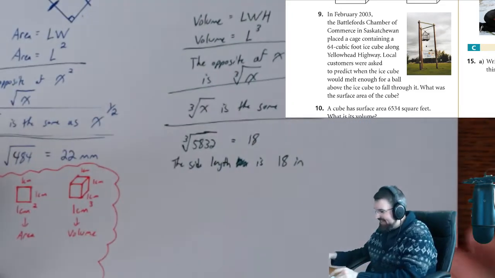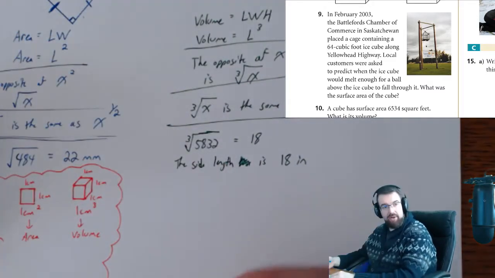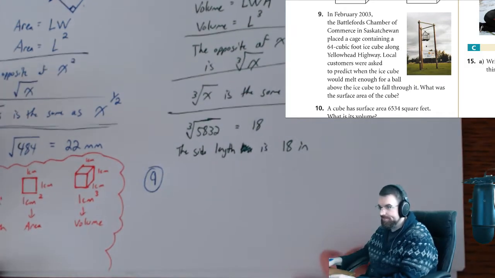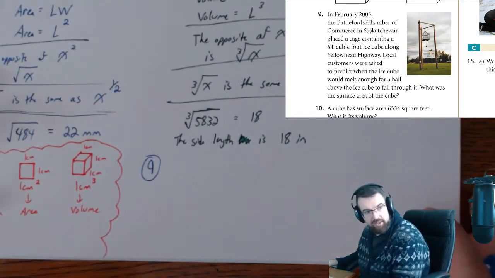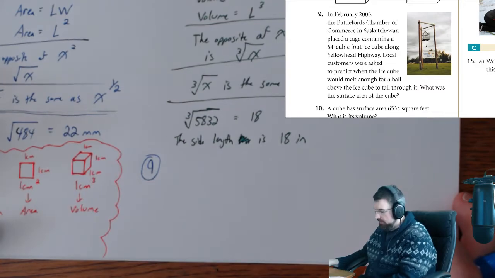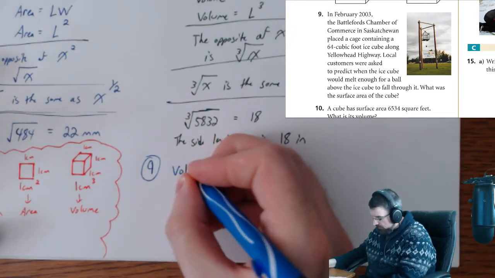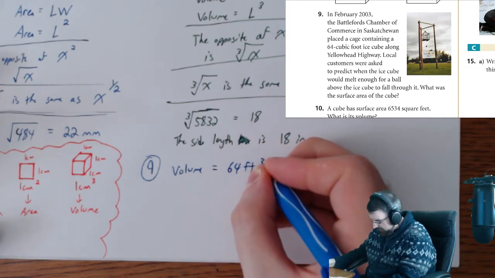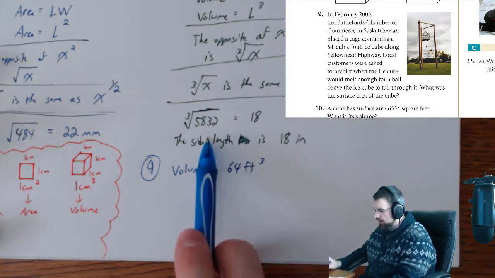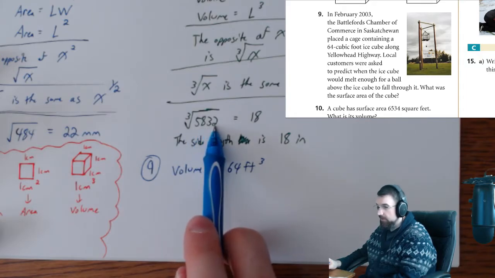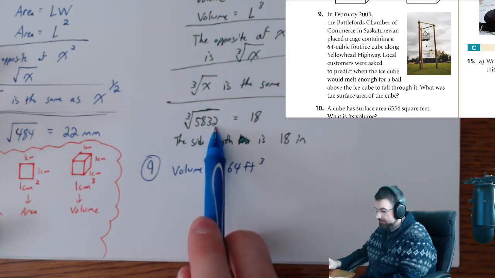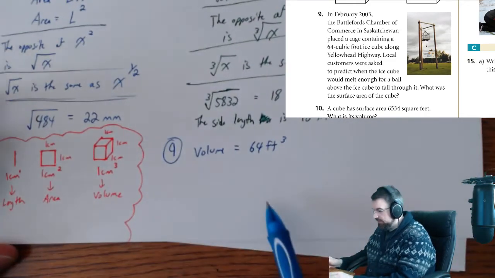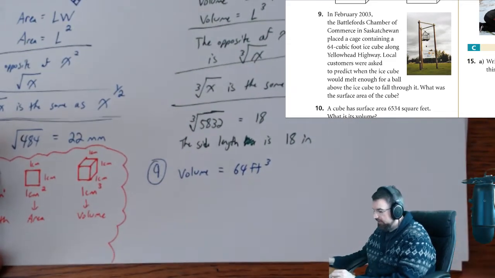All we really need, and this is going to be a fairly quick one, so I'll just cram it in down here at the bottom. This is not a particularly involved question. It's a 64 cubic foot ice cube. So the volume equals 64 feet cubed. Just like up here the volume was 5,832 inches cubed, like we saw right there. Down here it's 64 feet cubed, but we're going to do the exact same thing.